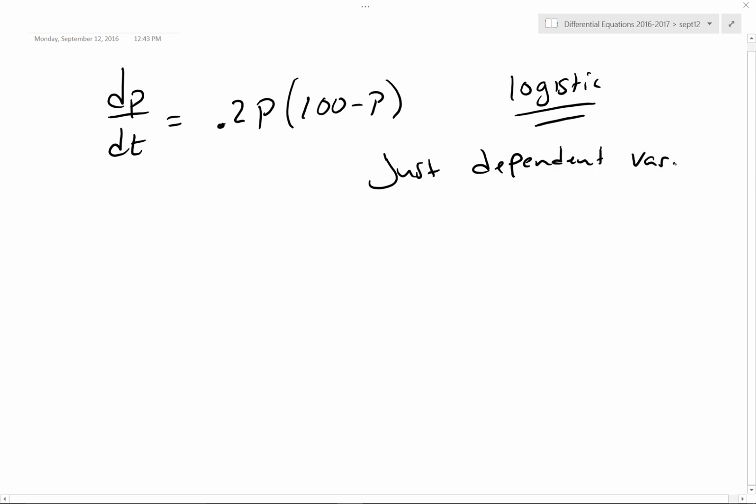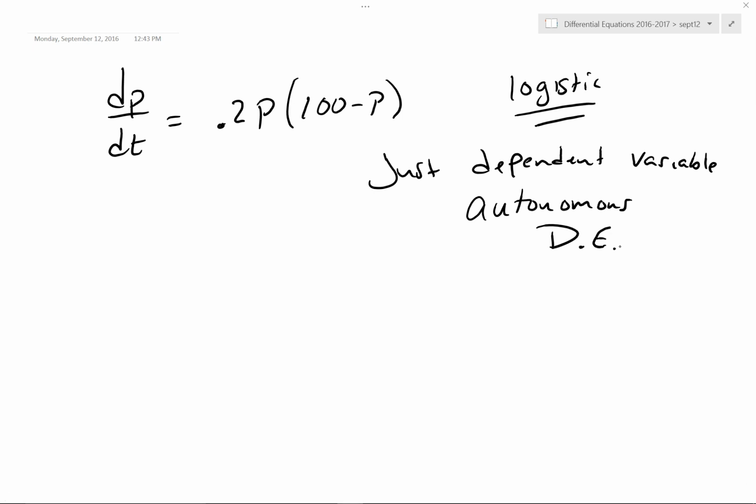We call that situation, when it's just dependent, an autonomous differential equation. Okay? Because all you have is just dependent variables. But what about time? What about it, Rob? We're just saying this is what we have right here. Okay?